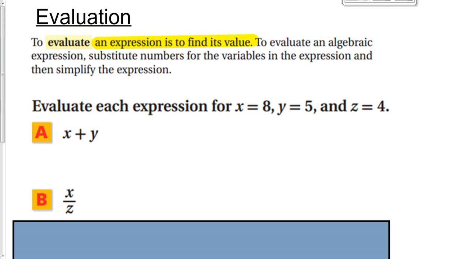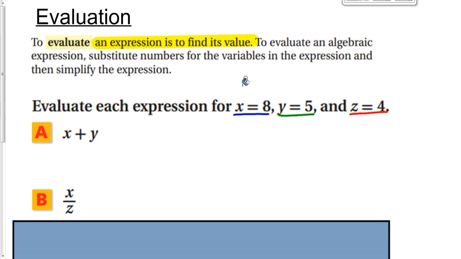Now, for this particular example, however, they're telling us to evaluate each expression for x equals 8, y equals 5, and z equals 4. Now, this might seem silly to bring up, but that does not mean that in the future x is always going to be 8 for us, or y is always going to be 5, or z is always going to be 4.